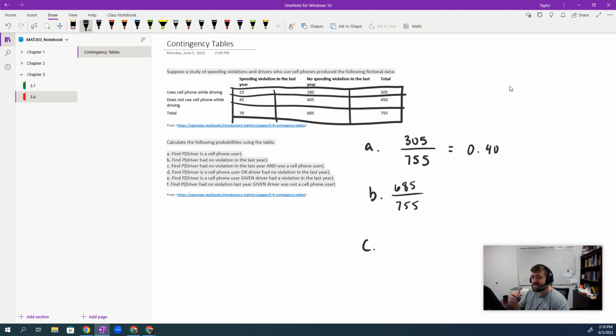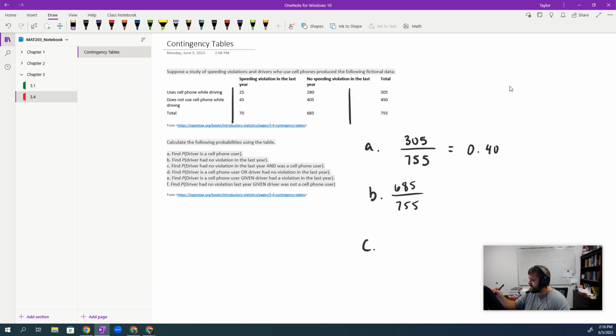Each of these little boxes is a cell, right? So we want no violation. No violation is this column, and was a cell phone user is the first row. So that would be this cell right here. And again, we want to compare it to the total. So out of the 755 people in the study, 280 of them had no violation and used their cell phone. So there's the probability for that.